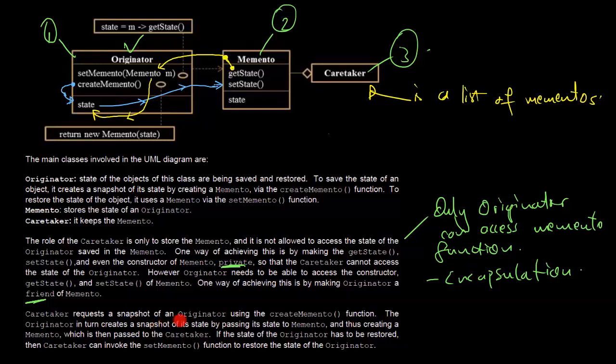Caretaker requests a snapshot of an originator using the create Memento function. The originator in turn creates a snapshot of its state by passing its state to Memento and thus creating a Memento, which is then passed to the caretaker. If the state of the originator is to be restored, then the caretaker can invoke the set Memento function to restore the state of the originator. So if your caretaker wants to be responsible for managing the backing up and restoring of your originator, it's going to play with these two functions. It will call this function to get a Memento.